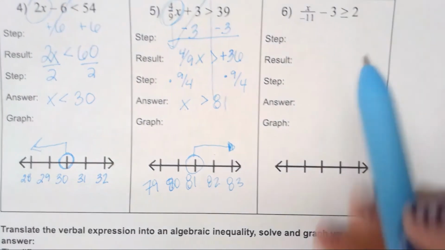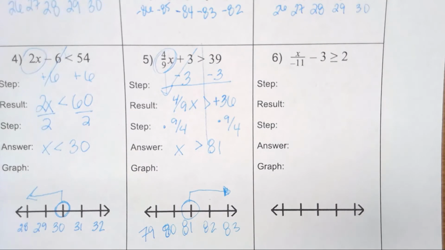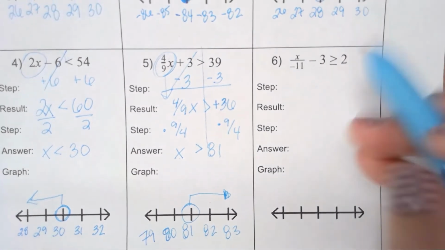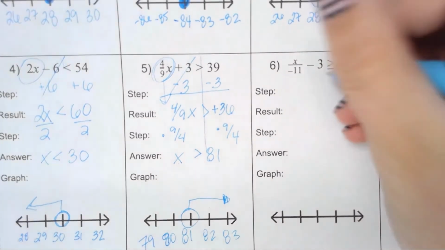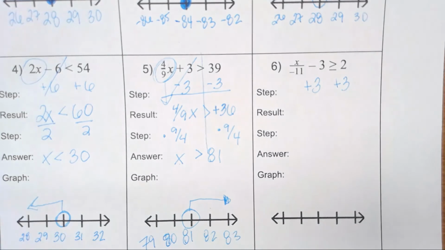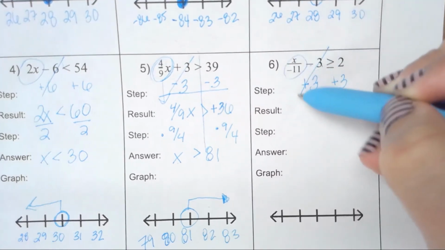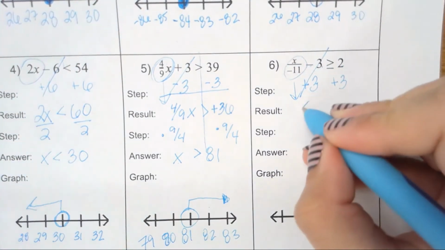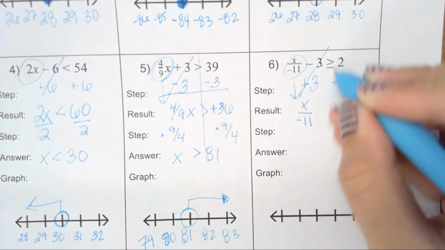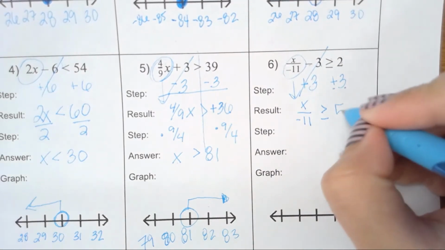Alright, and the last one, so same thing, always move the number on the same side as x but not attached to it. So in other words, that is the constant. So the first thing I need to move is this minus 3. So the opposite of subtracting 3 is adding 3. So minus 3 plus 3 cancel. I have to bring down this whole entire thing. So x over negative 11 is greater than or equal to, and then 2 plus 3 is 5.